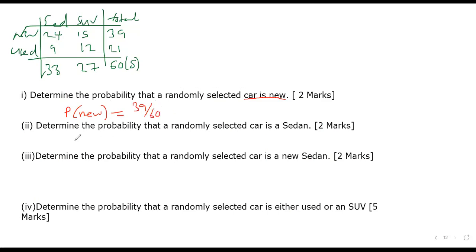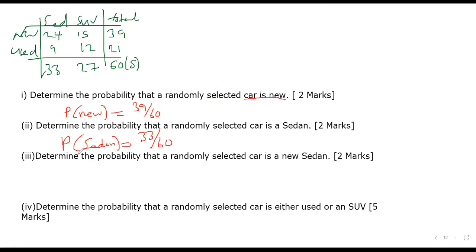All right. Somebody else? Part B. The probability that the randomly selected car is a sedan. What are they looking for? 33 over 60. Probability of what? A sedan, right? Yes. So that sedan is here 33 over what? 60. Correct.